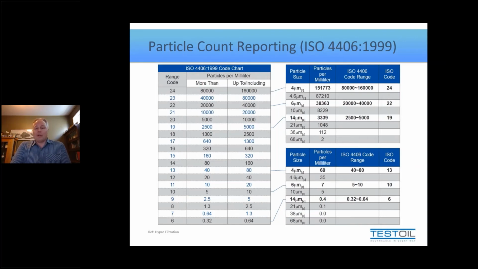Well, you look over to the chart, and 151,000 and change fits somewhere between 80 and 160,000. That is an ISO code of 24. So you can see why we filled in the ISO code in that table as 24. You come down to the next particle count, and you can see where that range falls in, and it gets assigned an ISO code of 22. And you can see the last one falls into another range, and that is an ISO code of 19. So you can see the little lines that go across from the example to the ISO code table. Now, this simply shows you how we convert a count into a code.